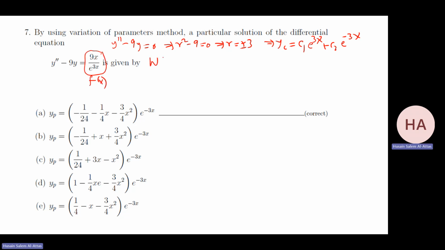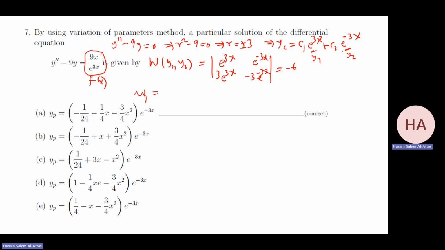Now find W. This is u1, this is u2. So W for y1 and y2 will be e^(3x), 3e^(3x), e^(minus 3x), minus 3 e^(minus 3x). That will be minus 3 minus 3, which is minus 6. Good.